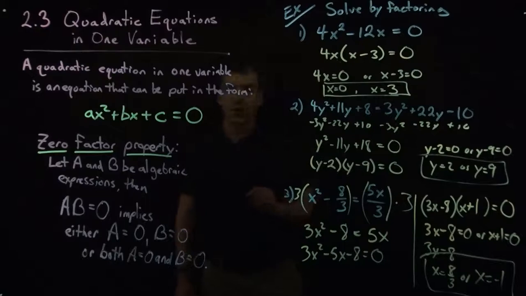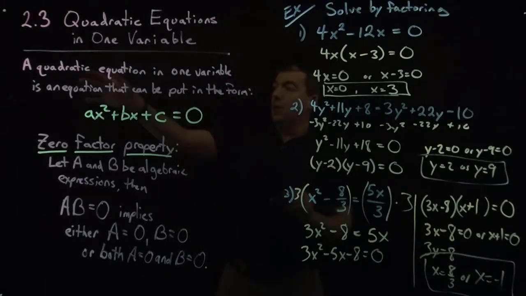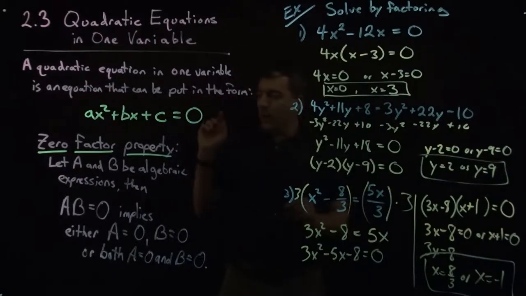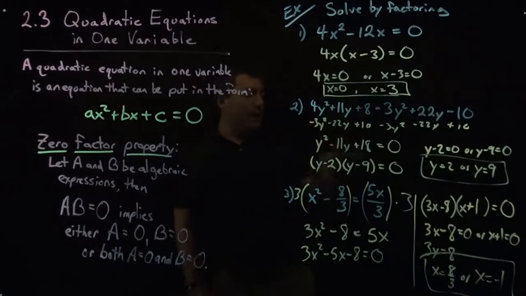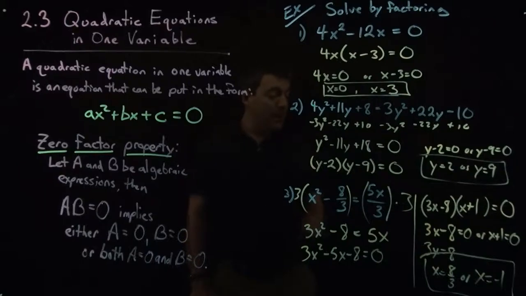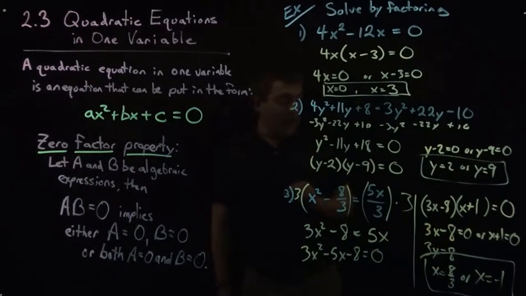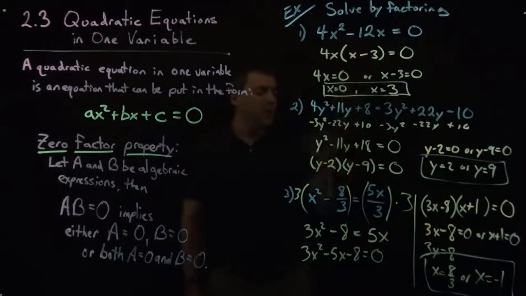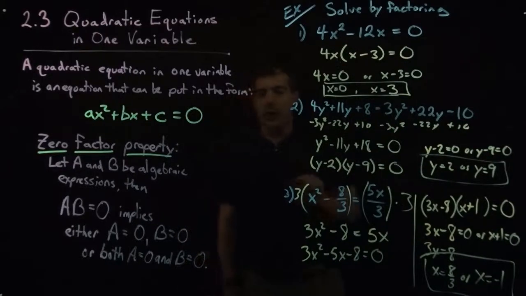Okay, so we have talked about quadratic equations in one variable. We've used the zero factor property 3 times to solve quadratic equations in one variable. In the next video, we're going to look at special forms for these. We'll also talk about the quadratic formula.